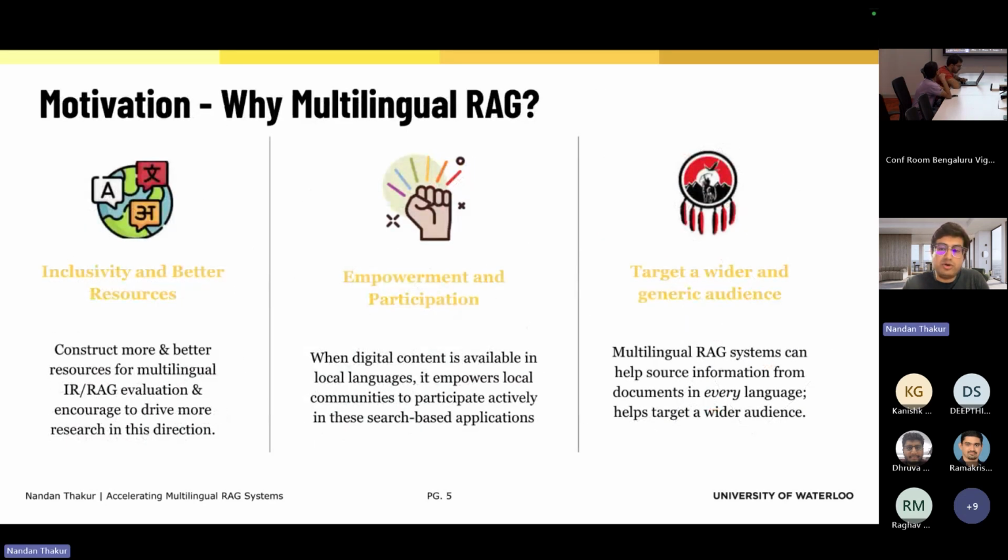One of the motivations for why I wanted to work on multilingual RAG, and personally I find these options important. The first is to be more inclusive and provide better resources. I want to provide resources to the community, which would hopefully encourage them to drive more research in this direction. Second, more empowerment and participation. If you do something more local, people within our family or extended family can appreciate it more and use these systems in their native language. This empowers them and helps them participate in these applications. Third, I want to target a much wider audience. Once you do multilingual RAG, you can access documents from multiple different languages, so ideally you have a much richer source of information and can target a much wider audience.